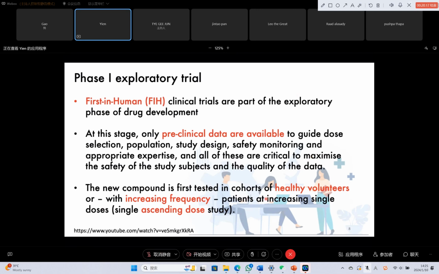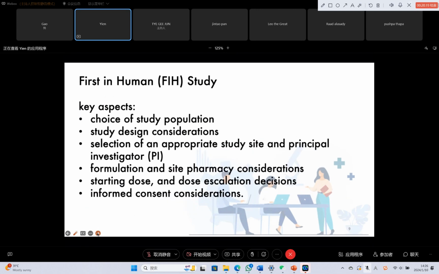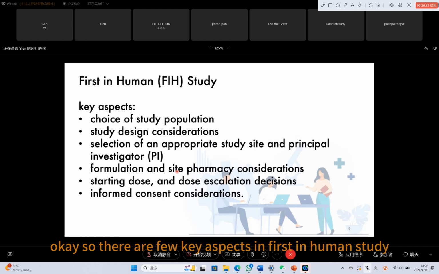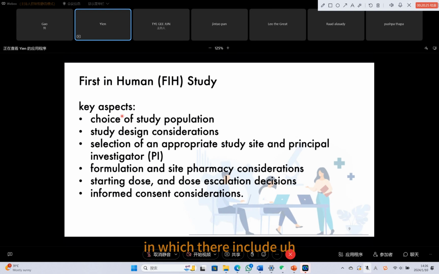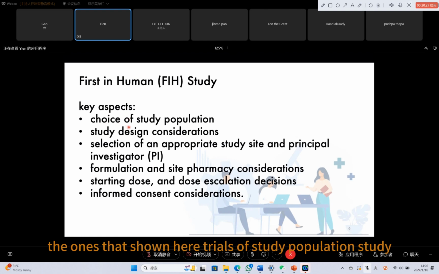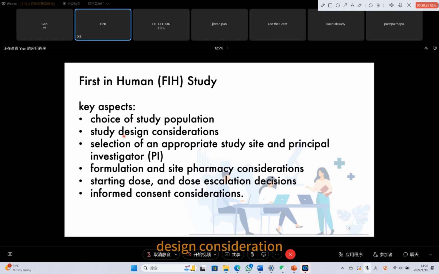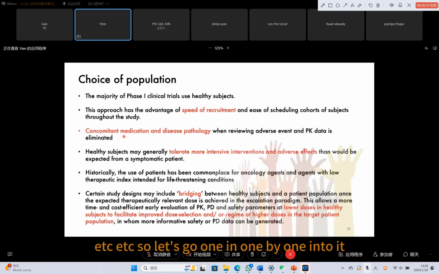Next slide. Okay, so there are a few key aspects in first-in-human studies, which include the ones shown here: choice of study population, study design considerations, etc. So let's go one by one into it.